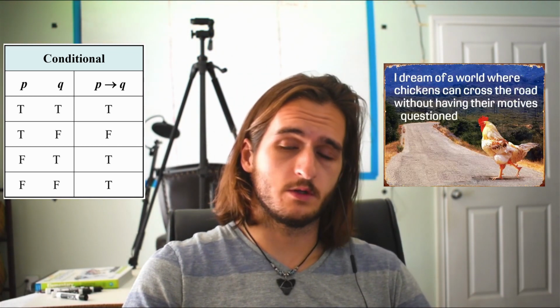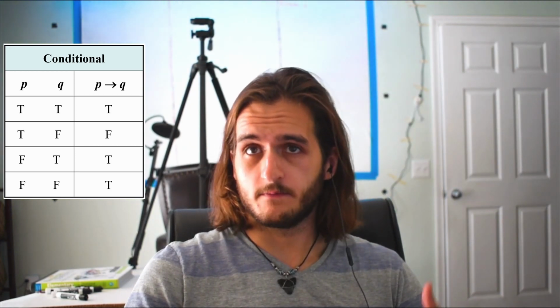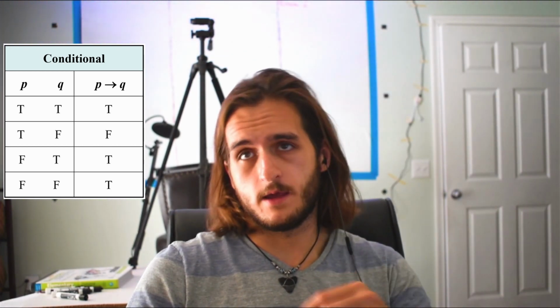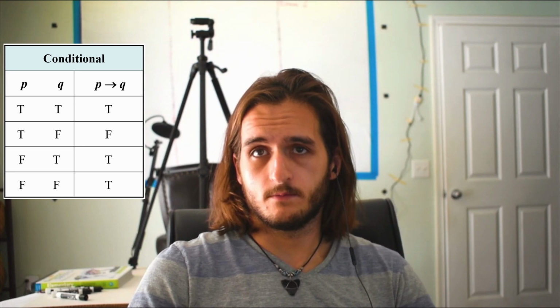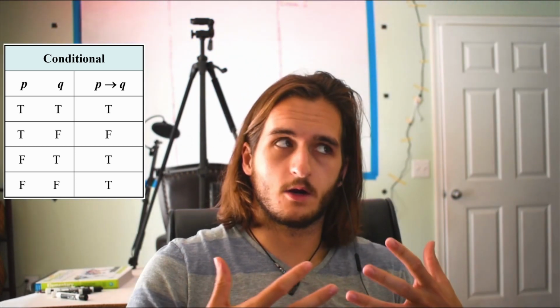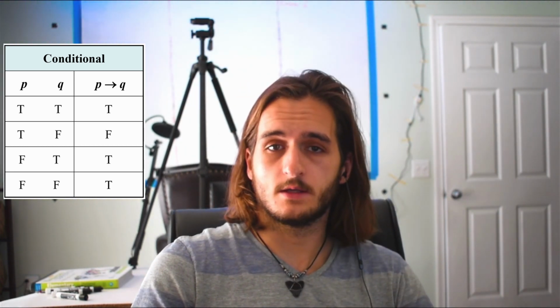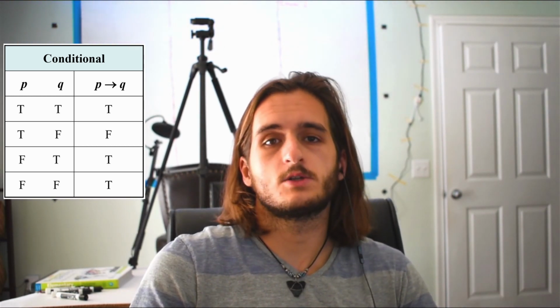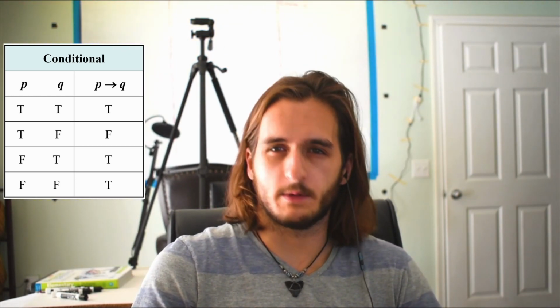So if we have the conditional if P then Q, then we have if the chicken crossed the road, then it got to the other side. So if P is true, if the chicken crossed the road, and Q is true, then the chicken got to the other side, our whole statement is very obviously true. That's our first case for the conditional there. It's the cleanest one. It's the one that we kind of want to get when we set something like that up.